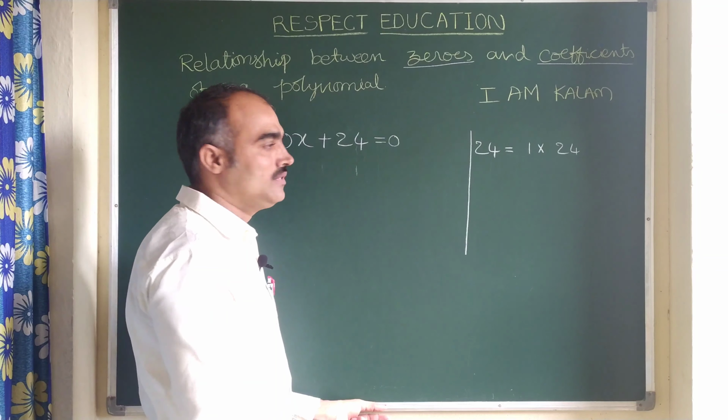How long do we need to write? Do we need to write up to 24 into 1? No need. When you get the repetition, means here you see 6 gets repeated, 4 gets repeated, then we can stop writing further. Why? Because the next one you may write 8 into 3, that is already there, 3 into 8. Next you may write 12 into 2, that is also already there. Finally we have 24 into 1. That means the pairs we get earlier are only going to be repeated. So when we get the repetition we can stop.